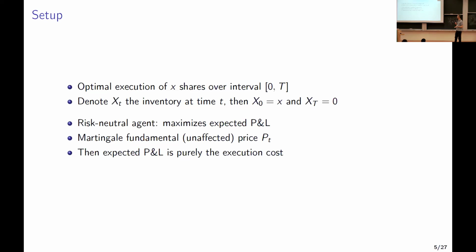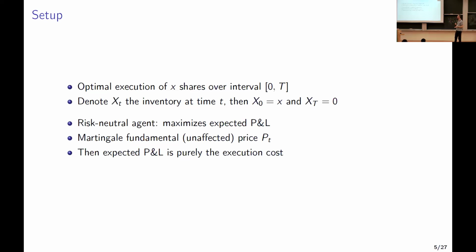I will imagine that I'm risk neutral. I'm just maximizing expected profit or loss, no risk aversion. Okay. I will assume that the fundamental price or unaffected price is a martingale. What does that mean? This is the price that would be happening if I were not trading.